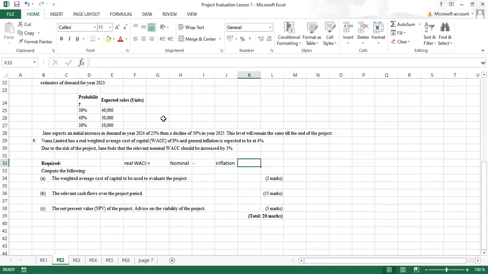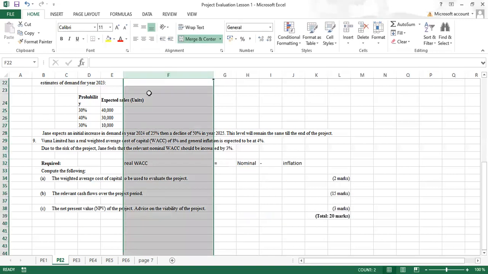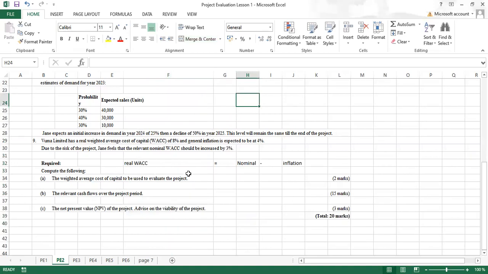Let me widen here. So the real WACC is equal to nominal WACC minus inflation. What we'll be using in this question is the nominal. Under additional information number 9, we've been given the real cost of capital. But they say that due to the risk of the project, Jens feels that the relevant nominal WACC should be increased by 3%.